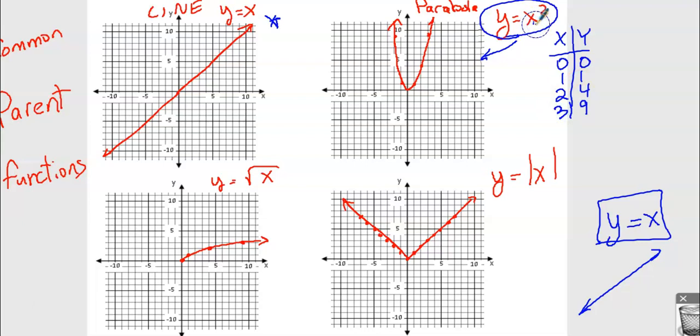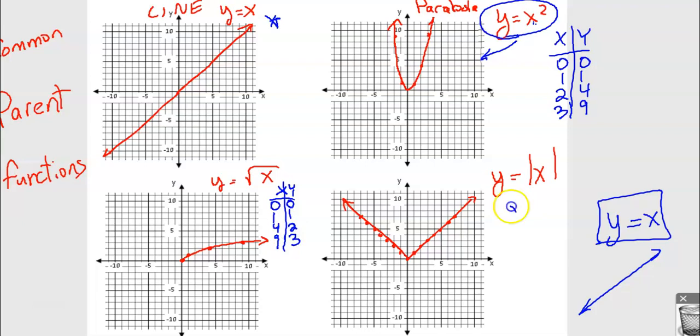So if you graph that, notice it looks like that. All right, so we graphed it. That's the parent function. If we did the same thing, make an xy chart with an x, the square root of x: 0, the square root of 0 is 0; 1, the square root of 1 is 1; 4, the square root of 4 is 2; 9, the square root of 9 is 3. And then I graph those points. So that's what the square root function looks like.